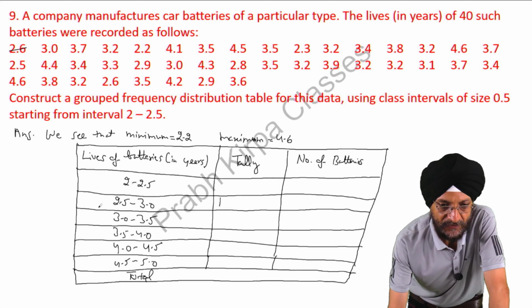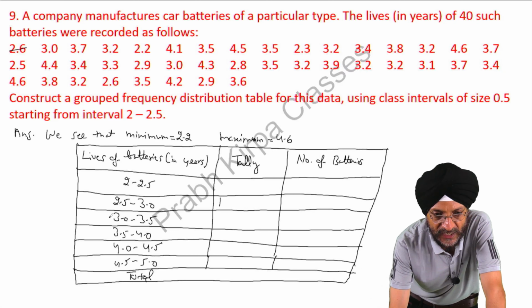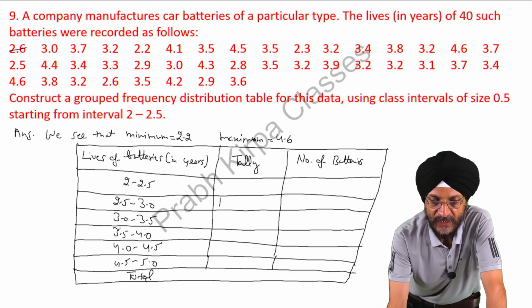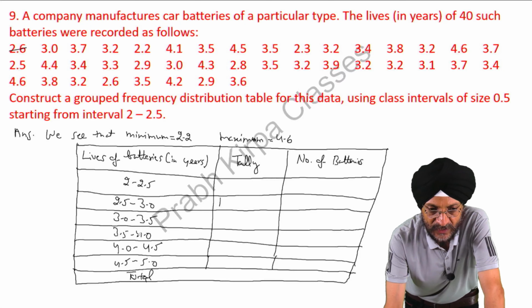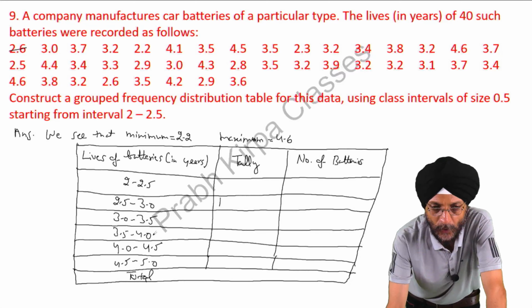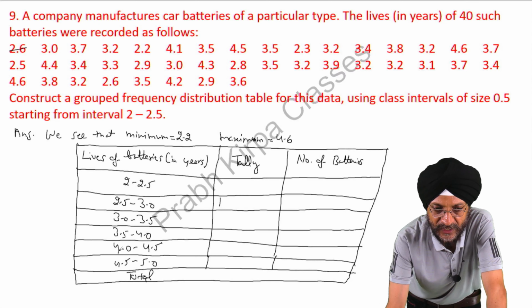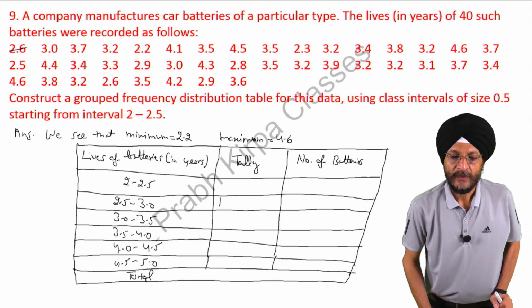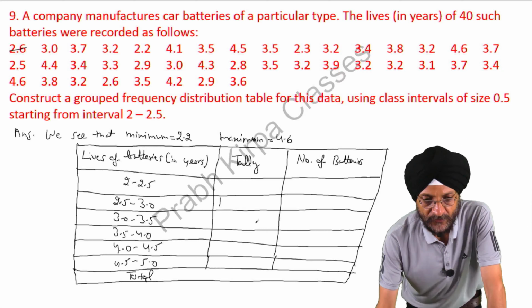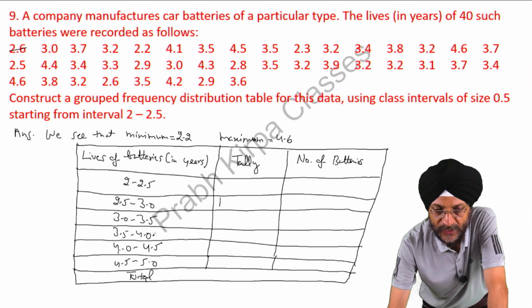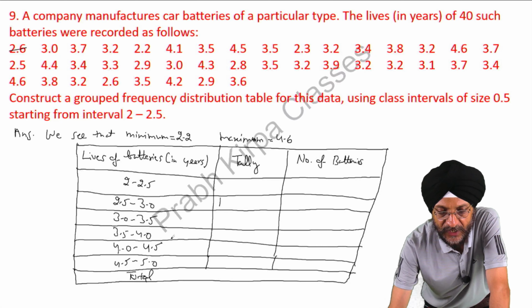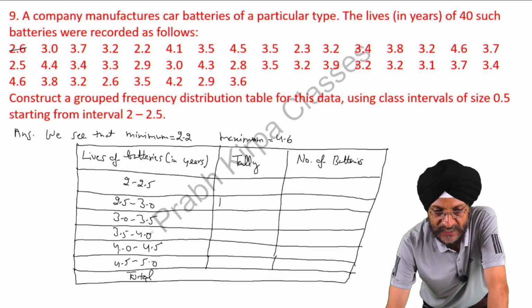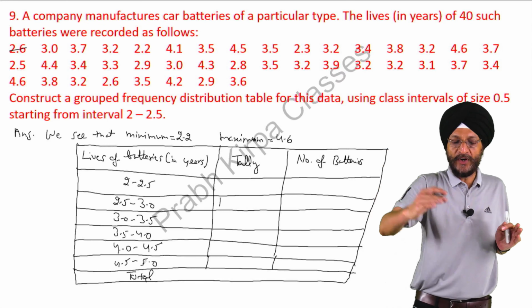It is to be added that if one battery has a life of 3 years, it will fall in the third class interval, as a matter of convention. If any battery has a life of 4 years, it will not be counted here. It will be counted in the class interval 4 to 4.5, as a matter of convention. Because if we count the life of 4 years here, it will result in duplication, because 4 appears two times. It has been mentioned two times as a matter of continuity.